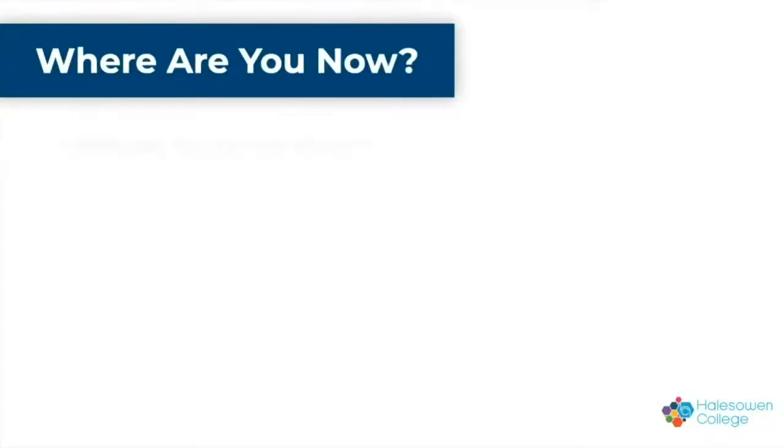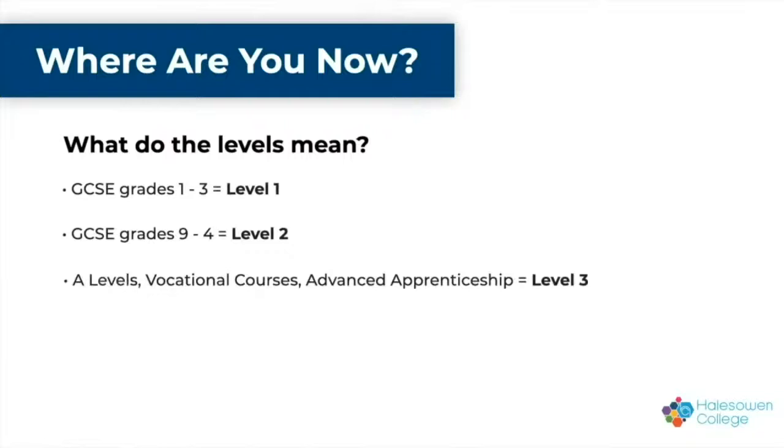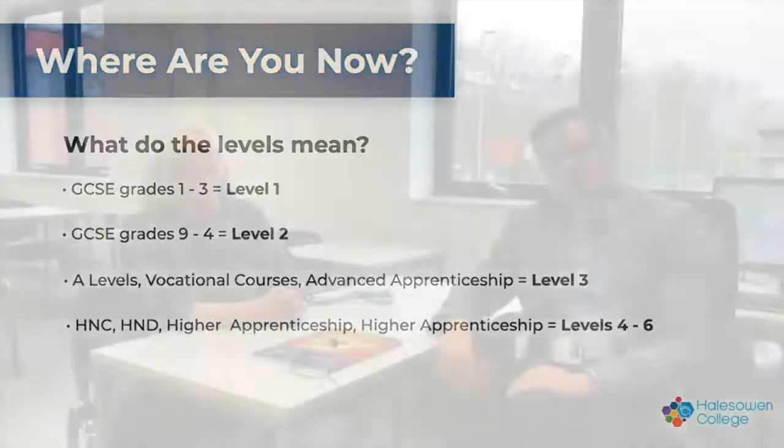So where are you now and what do the levels mean? If you manage to successfully get grades 4 at GCSE, then you will have a level 2 qualification. This will then mean you can go on to college to study at a level 3. But don't worry, no matter what happens at GCSE, there will be a course for you. College particularly understands this year what a difficult year it's been, and this will be taken into account, and we're here to support you.